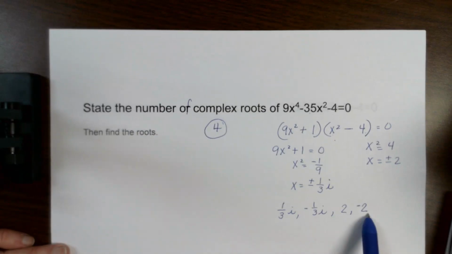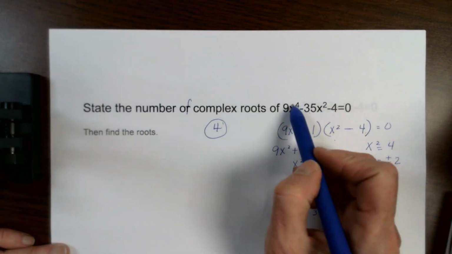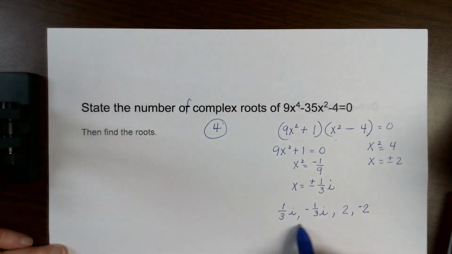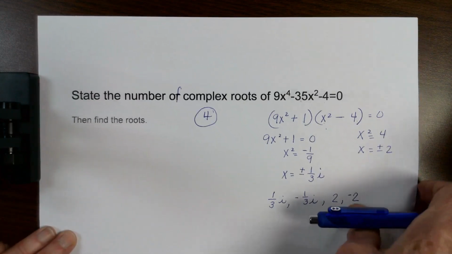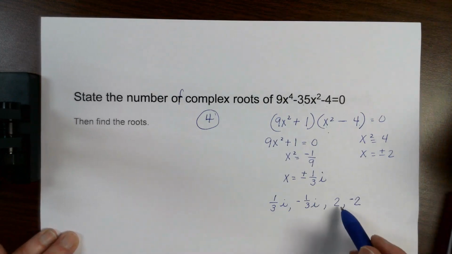So these are all my roots. I knew there was 4 of them. There's 2 imaginary and 2 real. So this thing crosses the x-axis 2 times. It crosses it at 2 and it crosses it at negative 2.